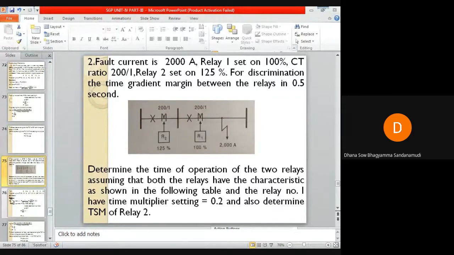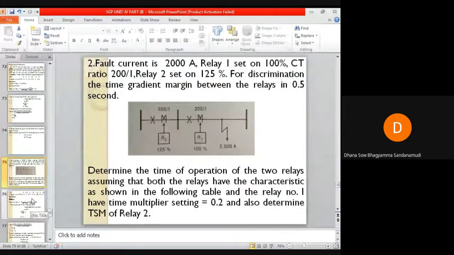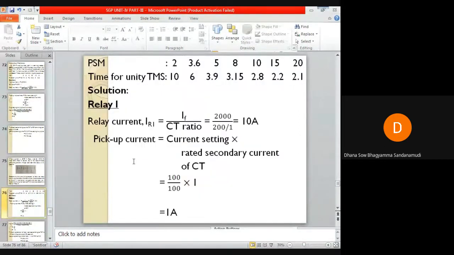Completed? Very good. Anybody else who didn't complete? Type NC. All of you have completed? Okay then. Write down this given data, the PSM and time at unity TMS values.